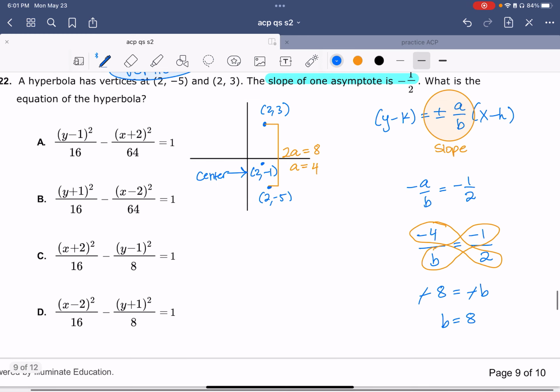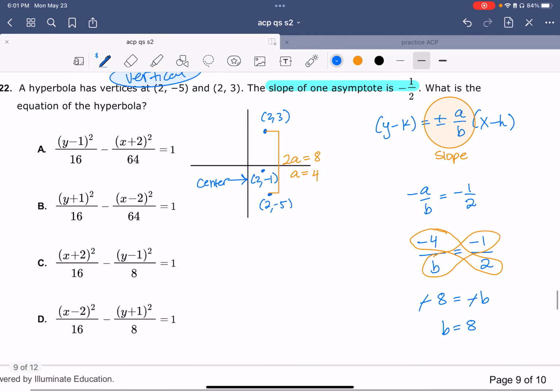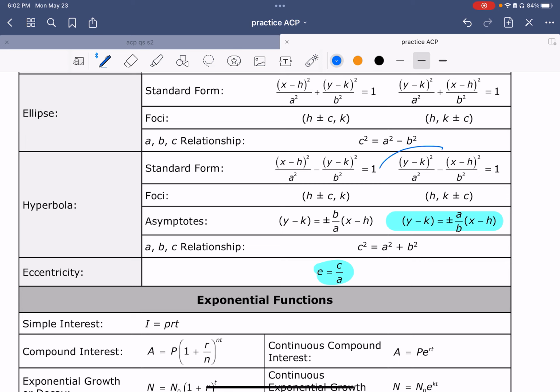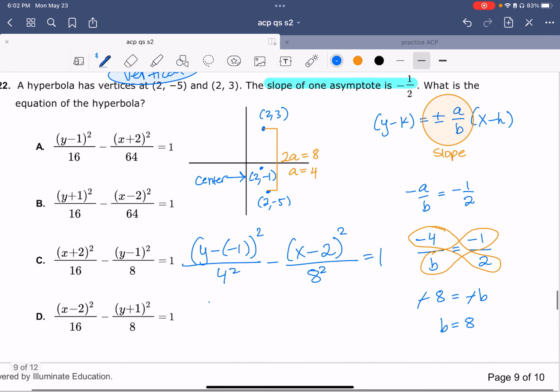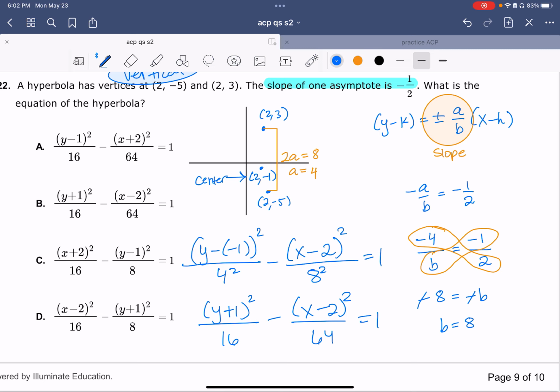So for a vertical hyperbola, we're right here. We're going to do y minus k, and k is negative 1, over a squared, a is 4, minus x minus 2, which is h, over 8 squared, b squared. Okay, so we're going to simplify this. Y minus negative 1 is y plus 1. 4 squared is 16. X minus 2 squared. 8 squared is 64. And so the only answer choice that matches this would be answer choice B, as in boy.